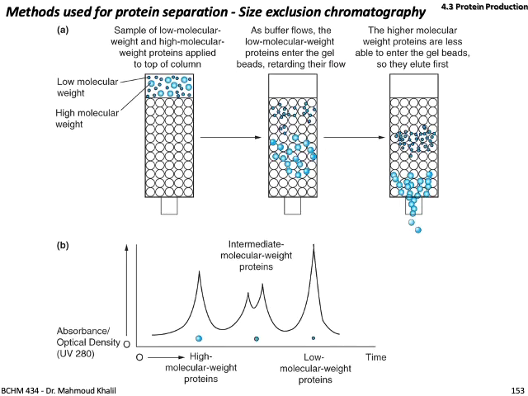And in this figure, you can see how you can measure the absorbance of the eluted compounds based on UV. You can see that the high molecular weight compounds elute much earlier than the low molecular weight compounds, and you can still have some intermediate molecular weight compounds during elution.